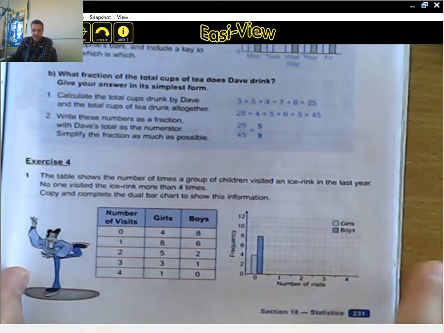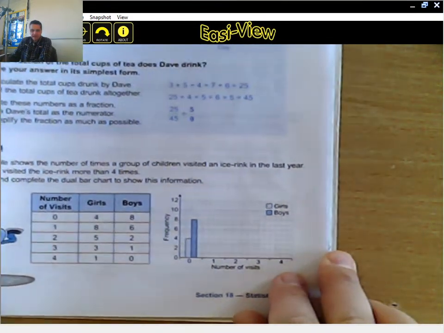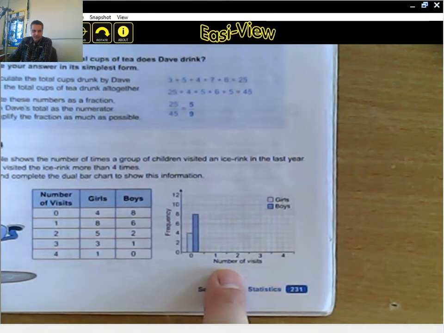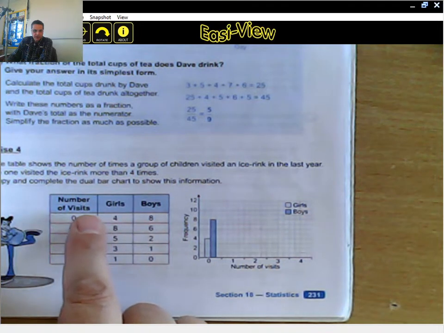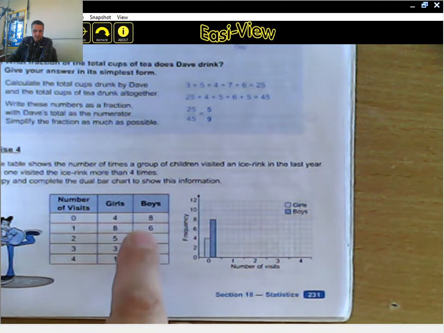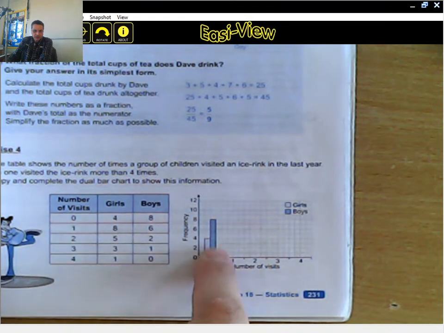So this is a comparative bar chart, a dual bar chart. They've begun to show you how to construct it. So what they've done is the first comparison. So we've got 4 girls who haven't been at all, goes up to 4. 8 boys who've not been at all, goes up to 8.